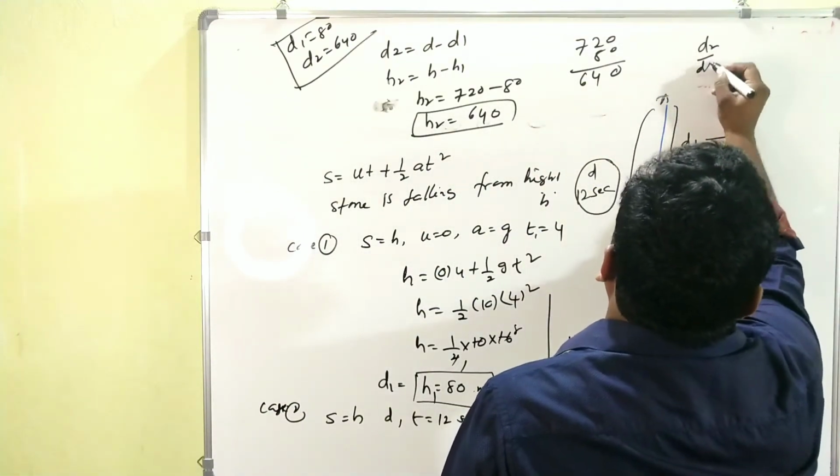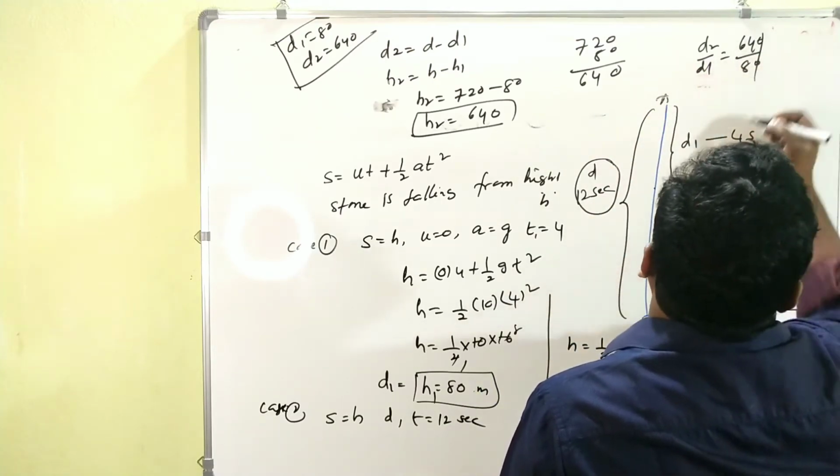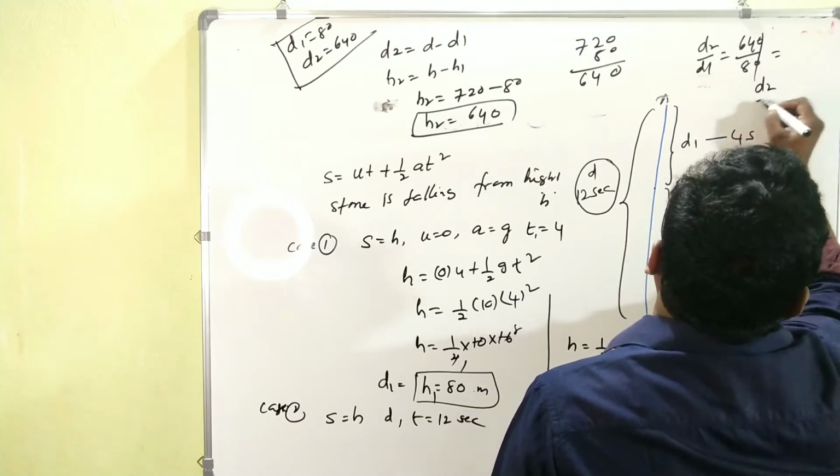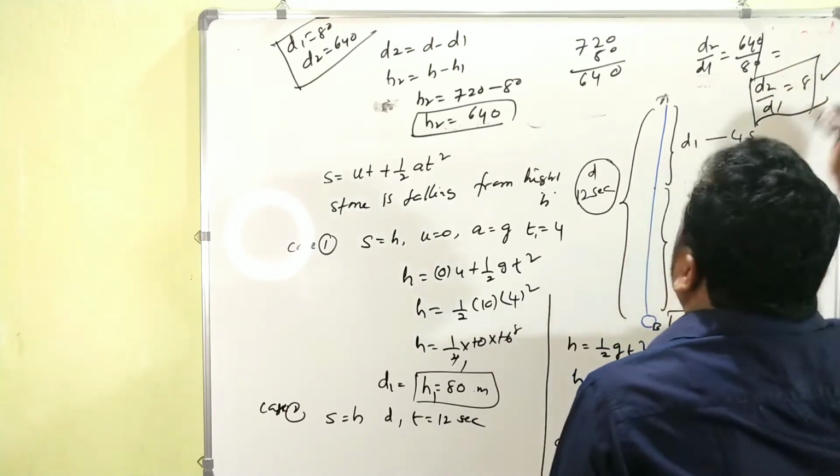d2 by d1 is equal to what? You have to write 640 by 80, the zeros cancel. So d2 by d1 is 8 by 1, or 8. So this is the right answer.